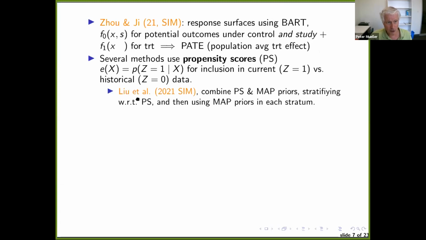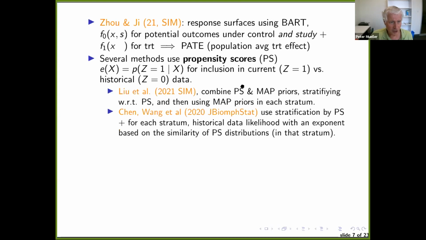Here's a paper by Meichi Liu and others, also another current Statistics in Medicine paper, which is actually a very nice one because they combine these MAP priors that we just discussed, meta-analytic predictive priors, with the use of these propensity scores in an elegant way. They first stratify the patients by propensity score, again, propensity score for study inclusion. And then within each stratum, they use an MAP prior, a stratum-specific MAP prior, clever way to proceed. And it's actually typical of many of these approaches.